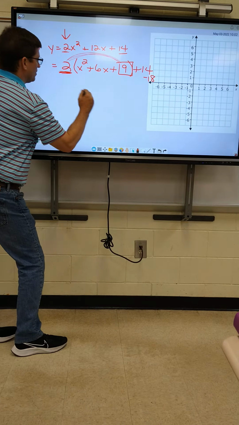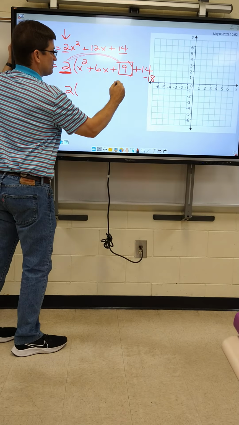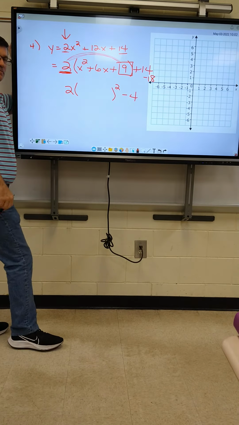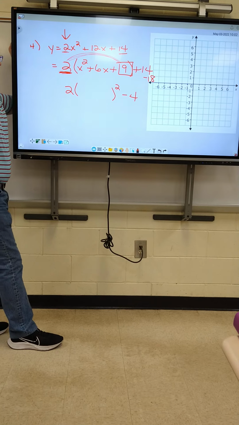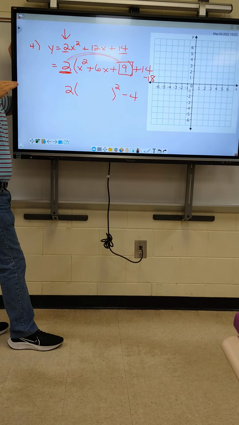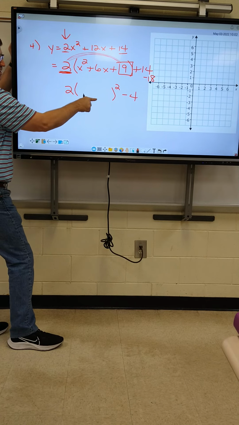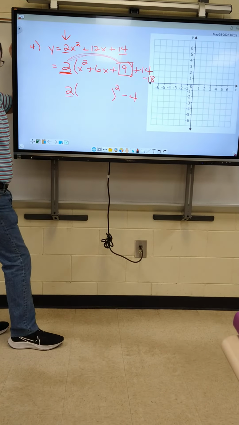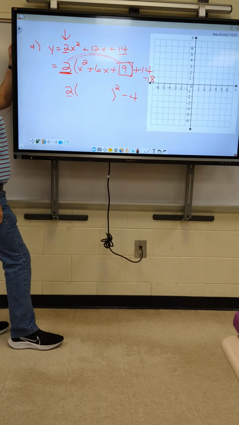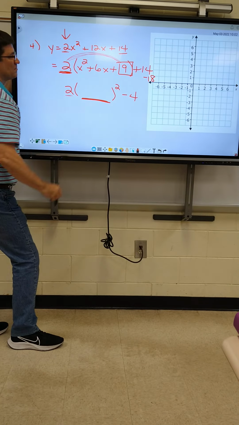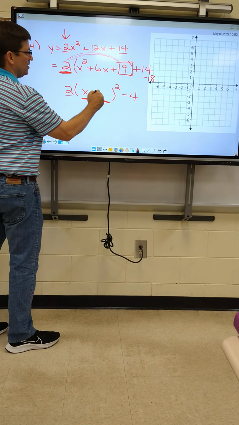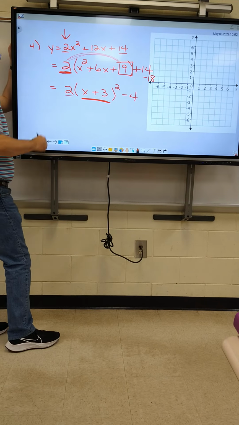So when you plug it back in, you leave it. Why are you putting the 2 back out there when you've already used it? It stays out there the whole time. Do not get rid of it. Because when you plug numbers in, Paisley, you've got to have it out here times by 2. All right, Jenna, what goes inside the parentheses? X plus 3. That is our vertex form.